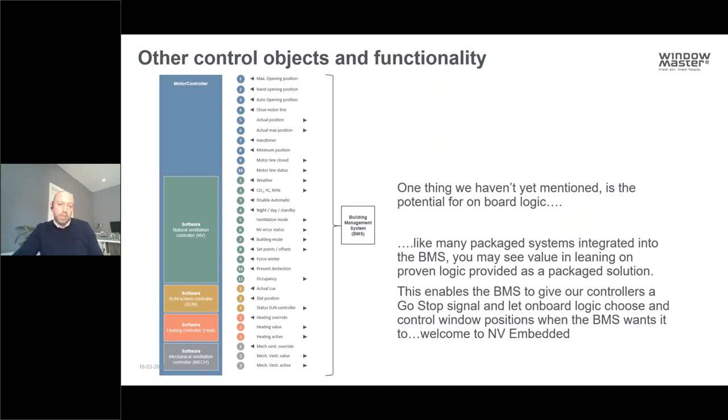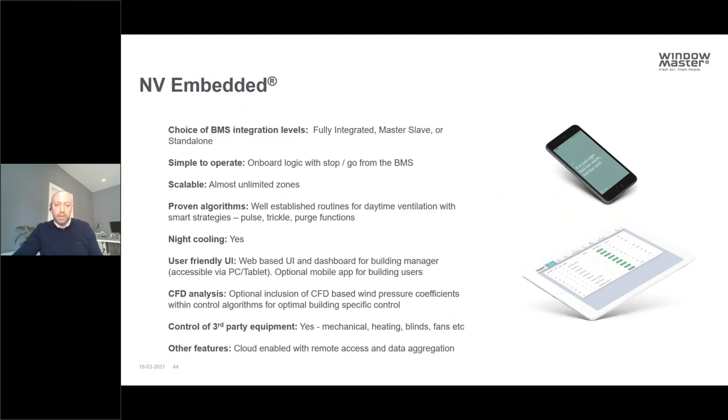So MV Embedded has a number of different levels that it can be integrated. It could be standalone, it could be fully integrated within the BMS, or it could be kind of a separate system that shares data with the BMS. There's different ways of implementing it according to the BMS preferences and the project requirements. Really simple to operate from a BMS perspective. It's almost as simple as just a stop-go process, totally scalable. We can do almost unlimited zones.